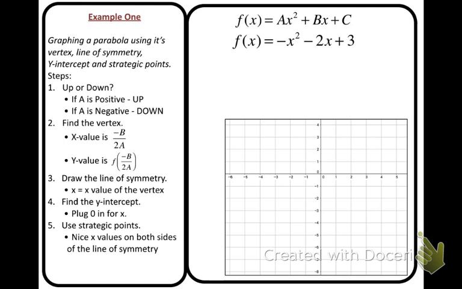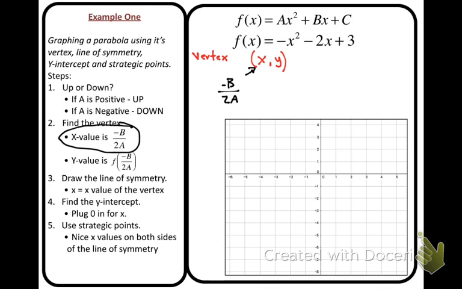Now step 2, the vertex. So the vertex is going to be the middle of our parabola. The first thing we have to do, we have to find the x value of the vertex. Right? So the vertex is going to be an xy coordinate. Right? And we're going to plot it after we find it. Now, to find the x value of the vertex, we have to use -b divided by 2a. Right? That's that formula I just got from here.